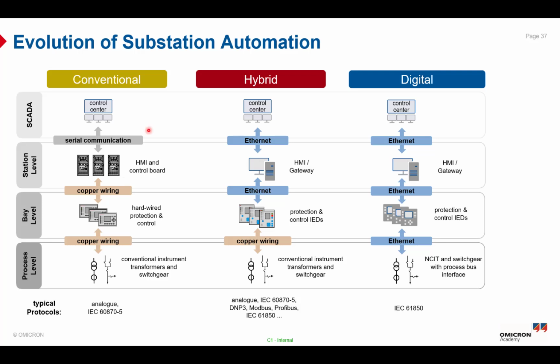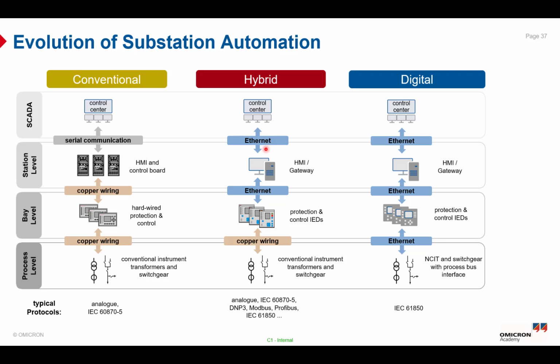On the other side, in the hybrid substation, the process level can be represented by a conventional instrument transformer and switchgear, and by using the merging unit, it will transform this analog current and voltage measurement into digital values to be published on the bay level. At the bay level, there are a lot of protection and control intelligent electronic devices or IEDs, connected by using the Ethernet to the HMI and the gateway in the station level, and also connected by the Ethernet to the control center, which is available in the SCADA level.